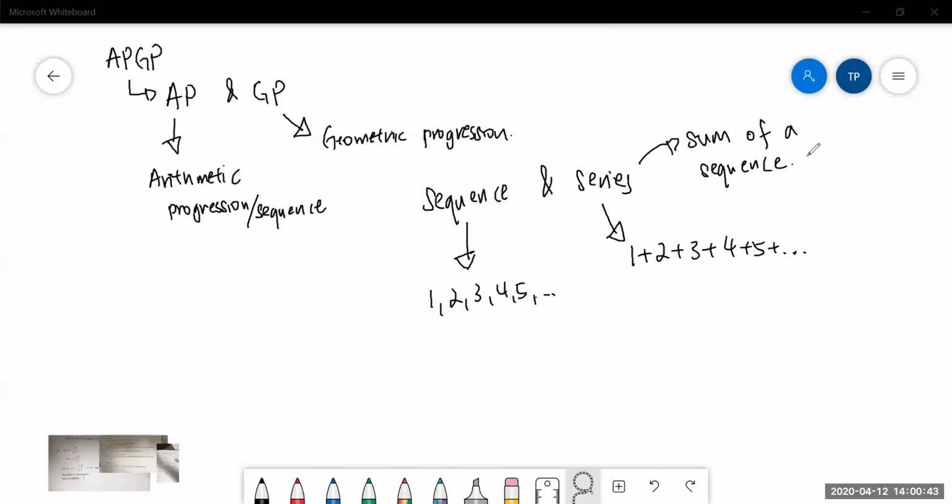Can I move on? You can write this down somewhere. There are two things we are going to achieve today, which are AP and GP. We're going to understand what constitutes an AP and how to go about finding the terms and the sum in an AP, and also the terms and the sum of a geometric progression.